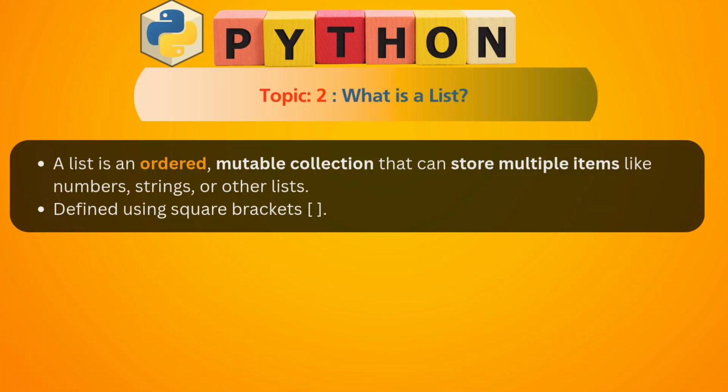Today we'll explore what is a list. A list is an ordered, mutable collection that can store multiple items like numbers, strings, or other lists, and items can be appended. But it should be defined in square brackets. Please remember this. I will show you an example.